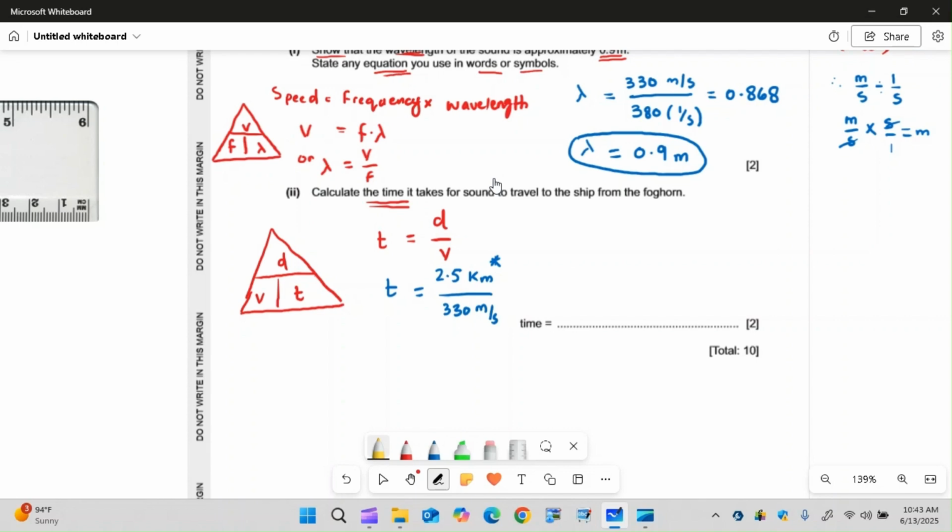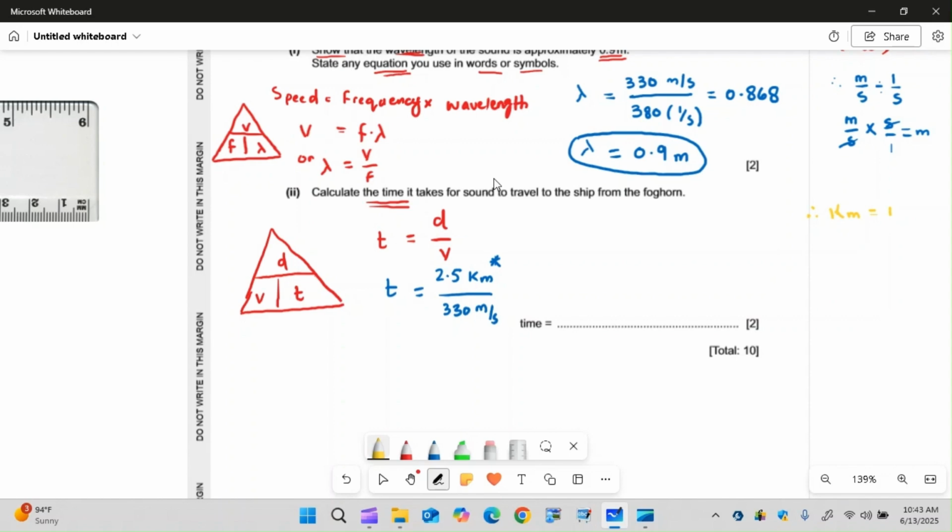The numerator is giving kilometers, whereas the denominator is giving meters per second. So units are not synchronized. We need to make them similar. For that purpose, the first thing I have to do is convert kilometer into meter or meter per second into kilometer per hour.